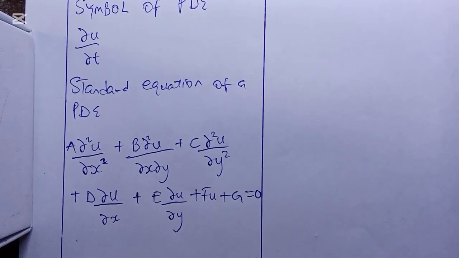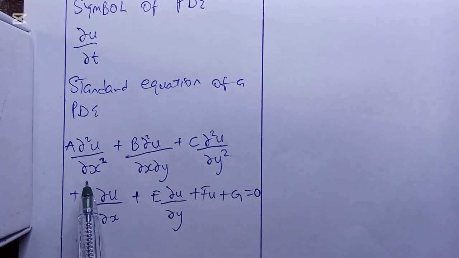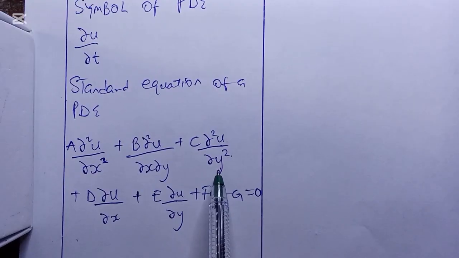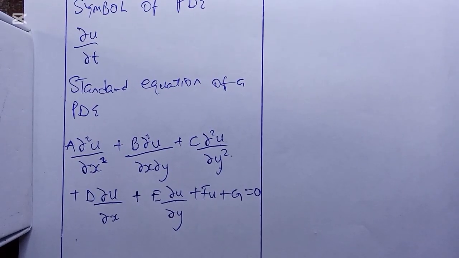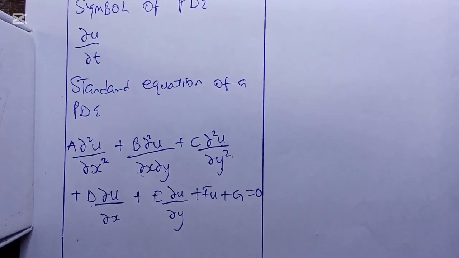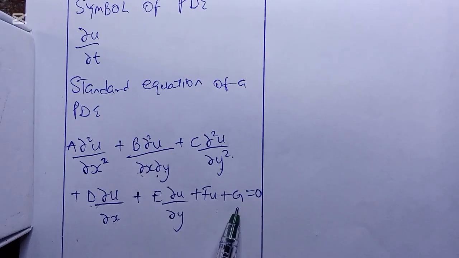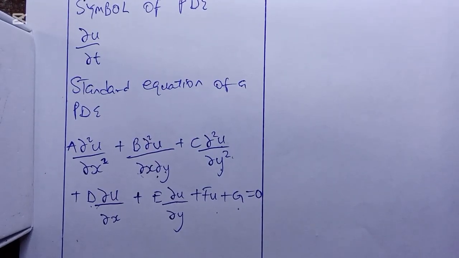Then plus c, the third letter. Then partial square u with respect to y square. Don't forget we had x squared first, now we have y squared. So just know the first one is x squared, the second one is partial x partial y, the third one is y squared, and the fourth one is d partial u partial x. Now, we have x and y, so we separated them into d and e. So you're seeing the cheat right now. The first one is d partial u partial x plus e partial u partial y, we separated both of them, then plus fu, then plus g equals 0. This is the standard equation for a partial differential equation.